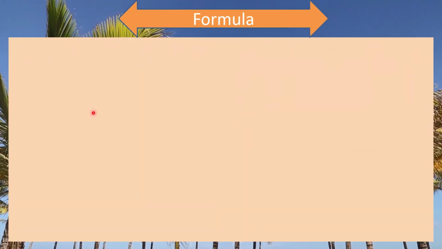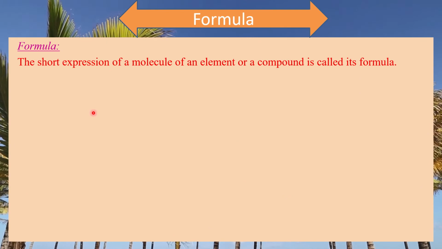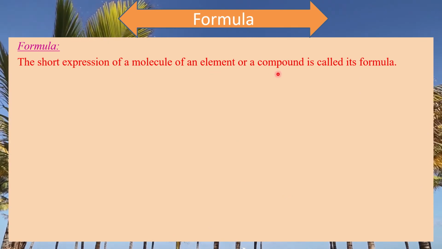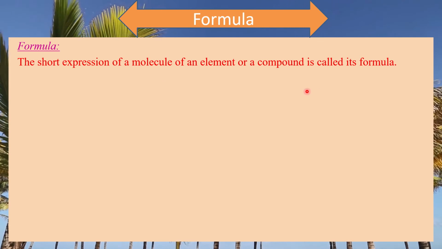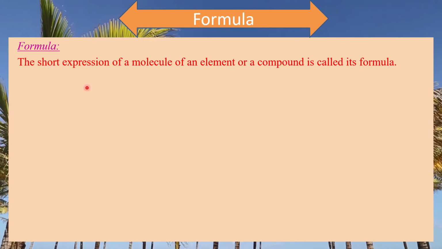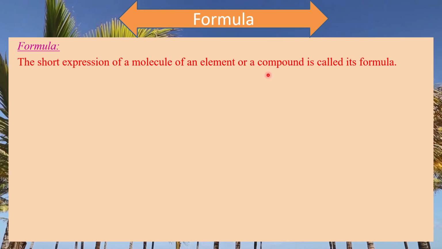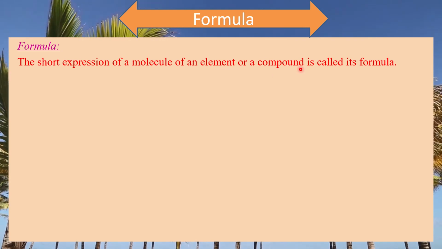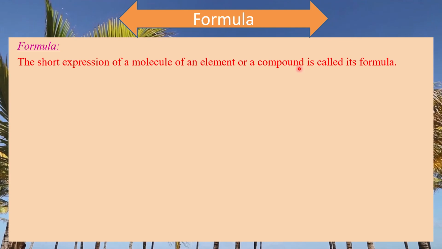Now, formula. What is formula? The short expression of a molecule of an element or a compound is called its formula. The short expression of a molecule. It can be an element or it can be a compound. For example, oxygen. The formula of oxygen is O2. Water, a compound. Its formula is H2O.